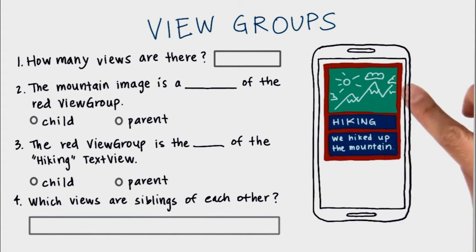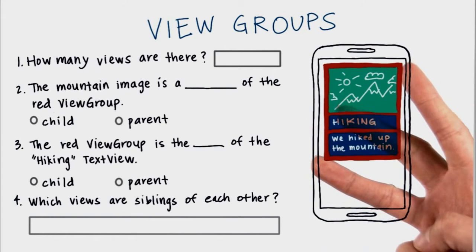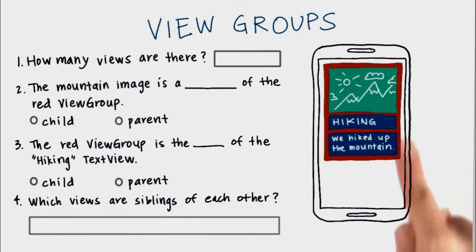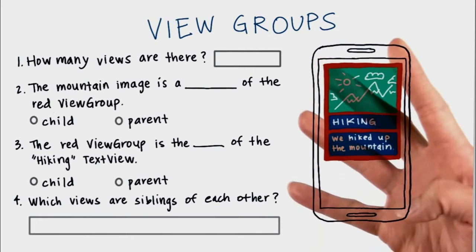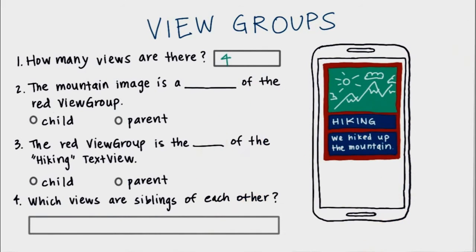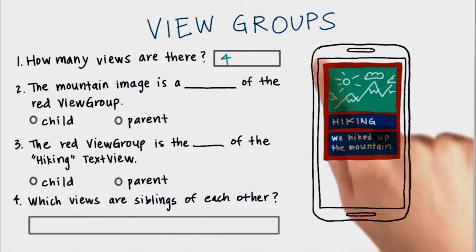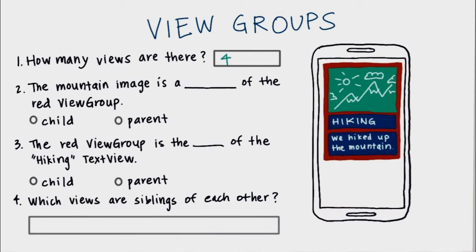Well, we have 2 text views and 1 image view, so that makes 3 views. But then also remember that a view group is also a view, so that's actually 4 total views. So we write that in here. Sorry, I know that was kind of a trick question, but now you'll remember it for next time.